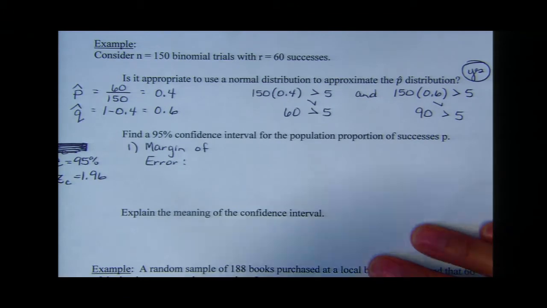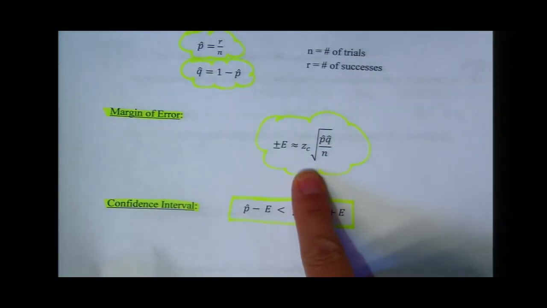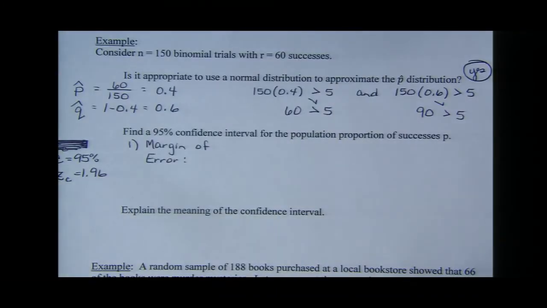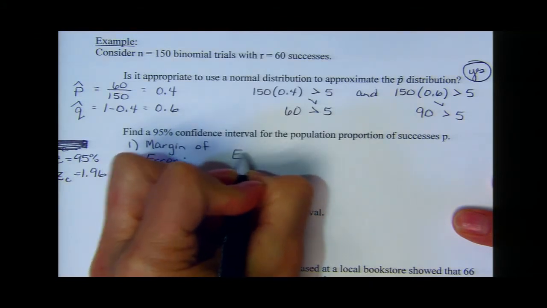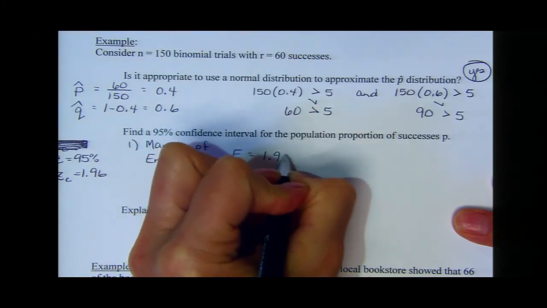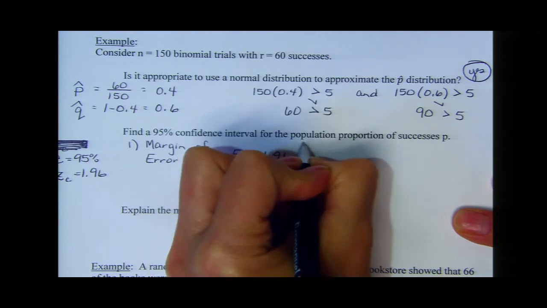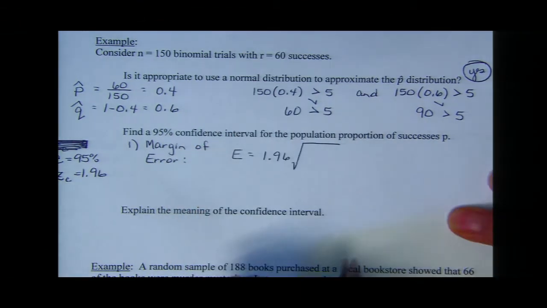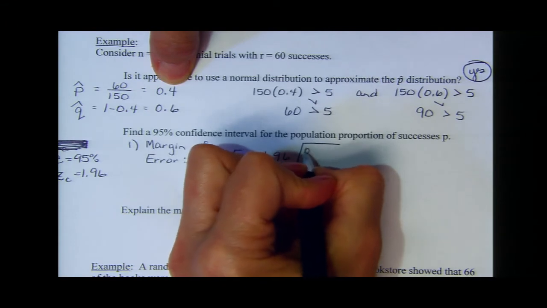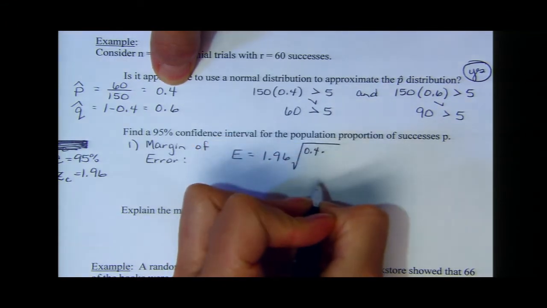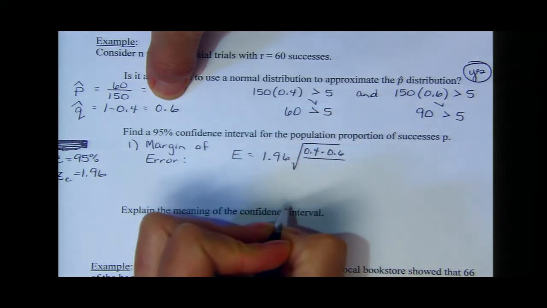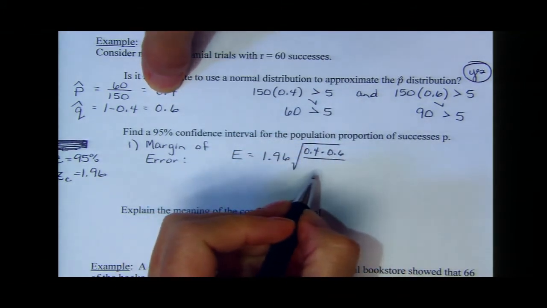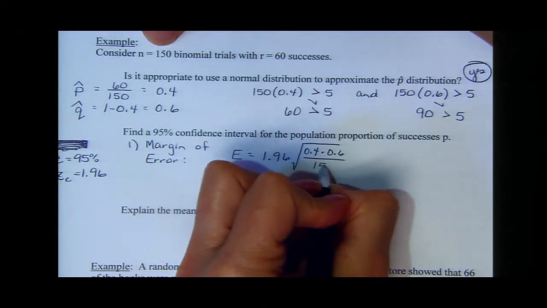Okay, so the margin of error means we are going to use this formula right here. And that tells me to take Z sub C, 1.96, times the square root of P hat, which we calculated to be 0.4, times Q hat, which we calculated to be 0.6, divided by N, which is 150.